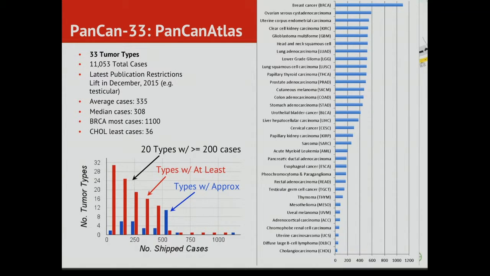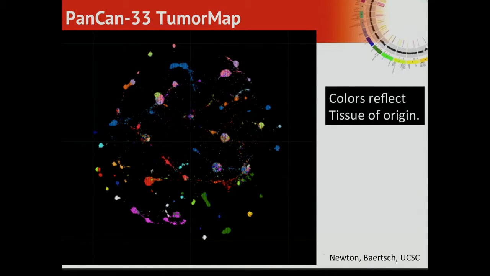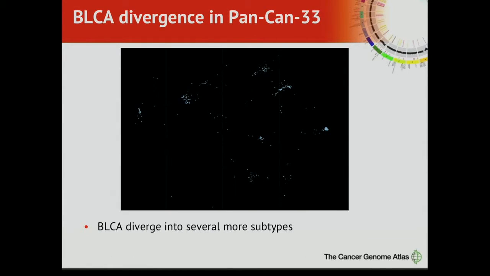So I hinted that we have a new project, the PanCan Atlas and TCGA. We've collected 33 different tumor types. There's 11,000 samples now, so this is sort of doubling the size, as far as patients go, of this collection. And of course, a lot more tumor types, almost triple the number. And the maps now kind of look like this. So we have a lot more sort of cross tumor connections possibly going on.